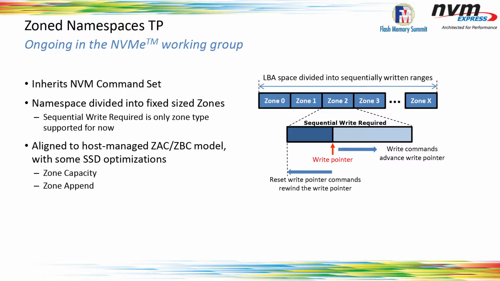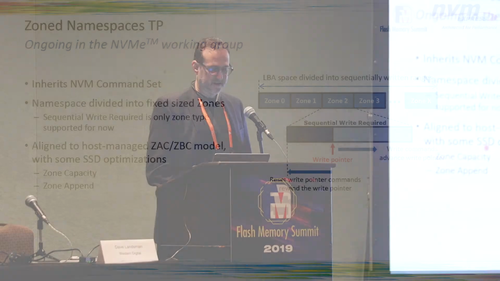And as far as the zone types, those of you familiar with the ZAC/ZBC model know there are a number of different zone types. For ZNS, we picked just sequential write required. So basically, a zone you have to write sequentially, and you have to obey the write pointer rules, or else the drive will start rejecting IOs.